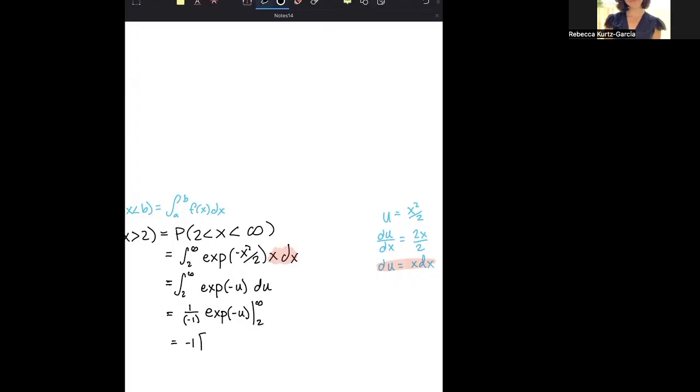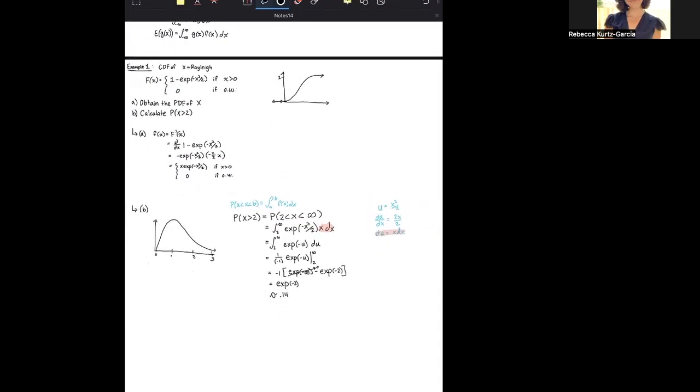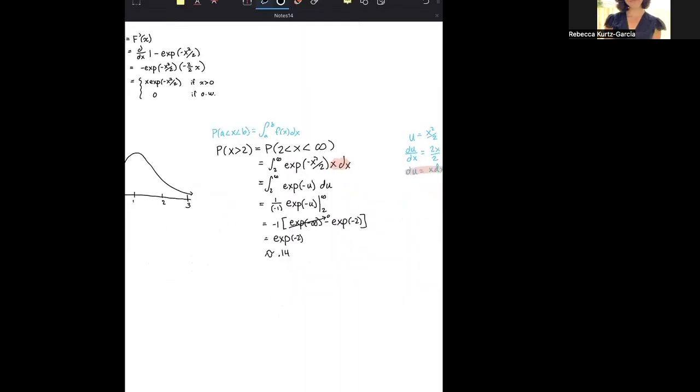So I'm going to do negative 1 times e to the power of negative infinity minus e to the power of negative 2. E to the power of negative infinity is 0, so our negatives cancel out, and this just becomes e to the power of negative 2, which is approximately 0.14. All right, that was one way to do it. But oftentimes in these sort of questions, there are multiple ways to approach the problem, so I'm going to show one more option.